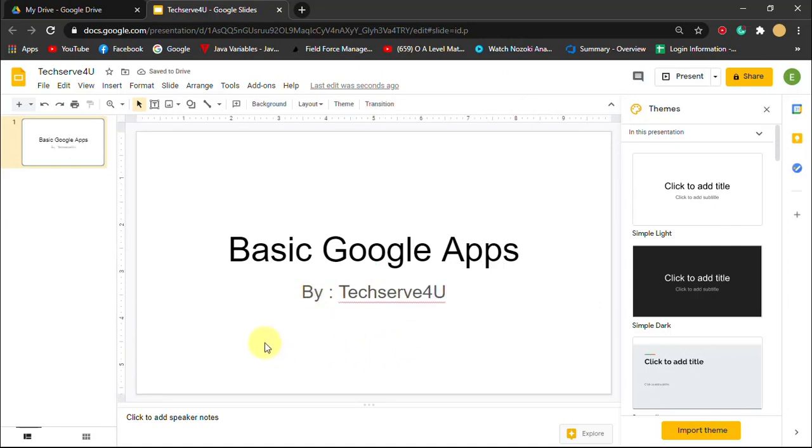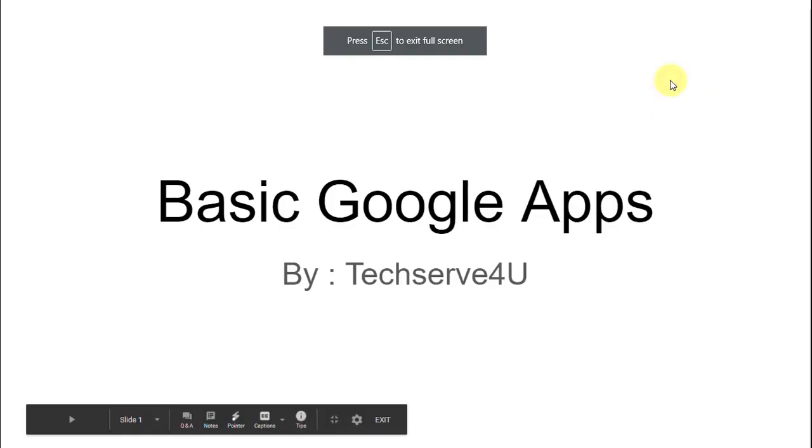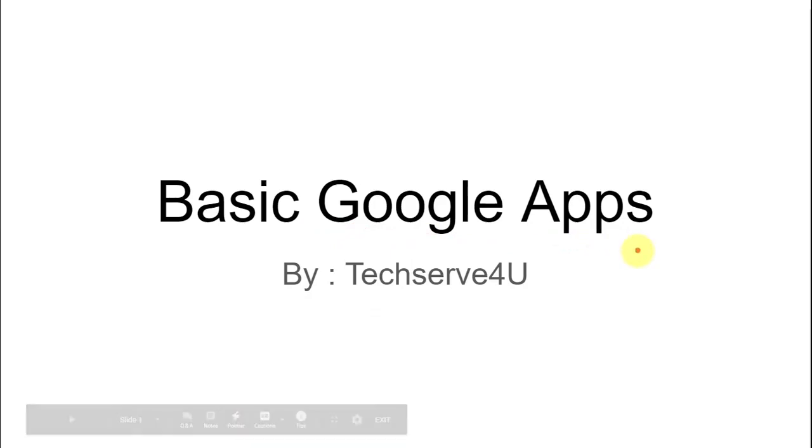Now if I want to present this slide, I have to click on present. Then click on present. Now I can see this on a full screen. I can also use the pointer and then point out things like this is by text search for you, this is basic Google Apps. So this is how you can present your slides in Google Slides.